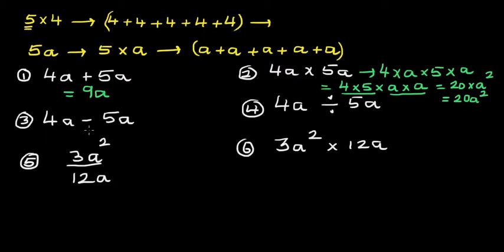Okay, and here again you have to read it like this: this is 4 lots of a, take away 5 lots of a. That is minus 1 lot of a. Here again the same thing: this is 4a, and of course this is divided. So instead of this division, you can also write it like this.